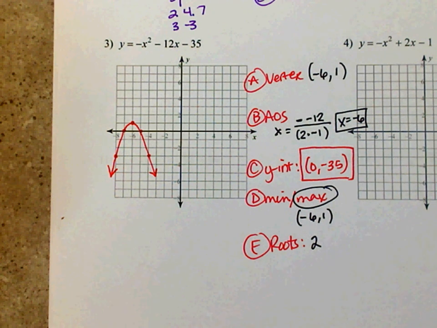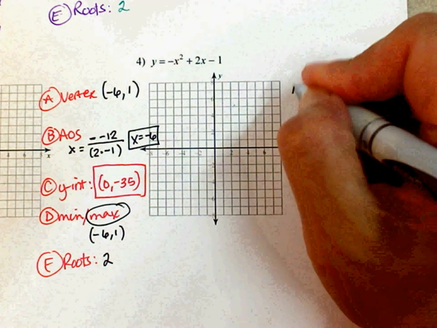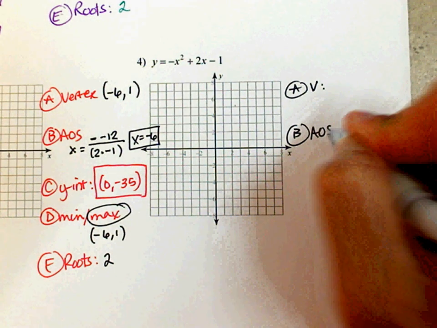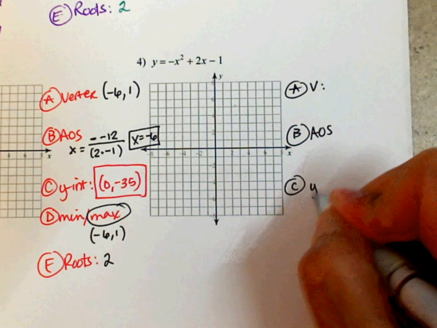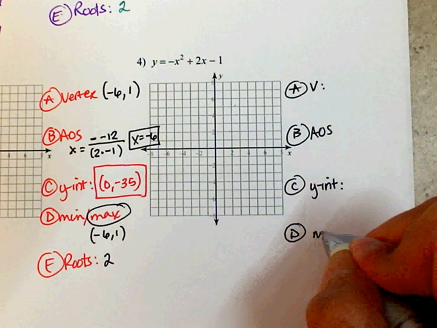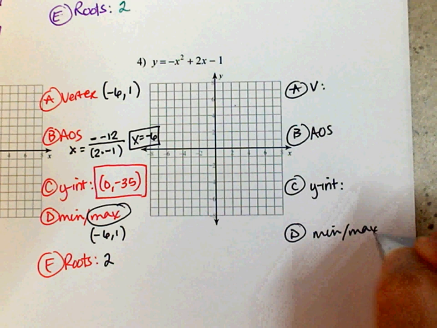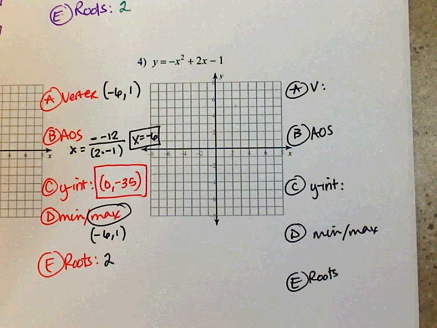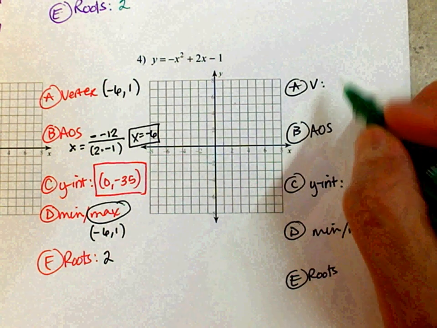All right. Let's go ahead and do number 4. Here we go. I'm going to put V for vertex, B for axis of symmetry, C is your y-intercept, D is your minimum and maximum, and E is your number of roots. All right, here we go. Axis of symmetry, y-intercept, let's do that first.